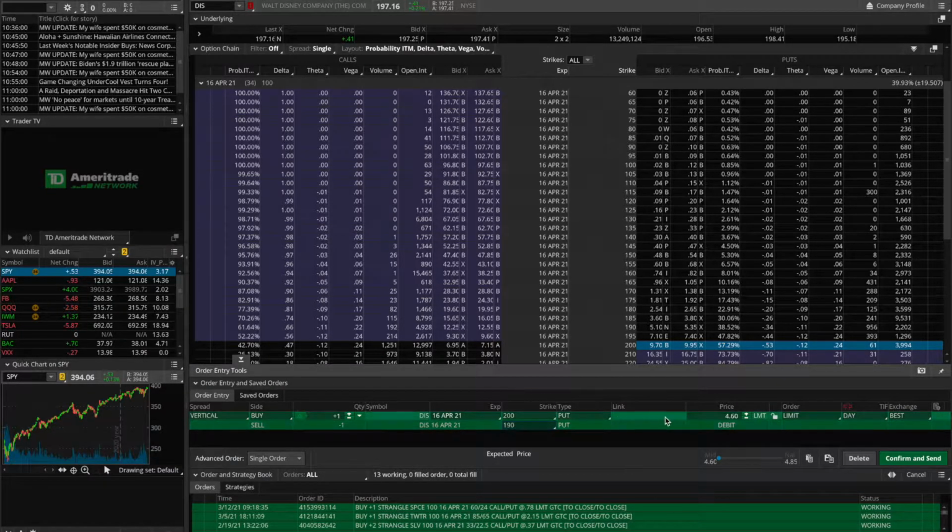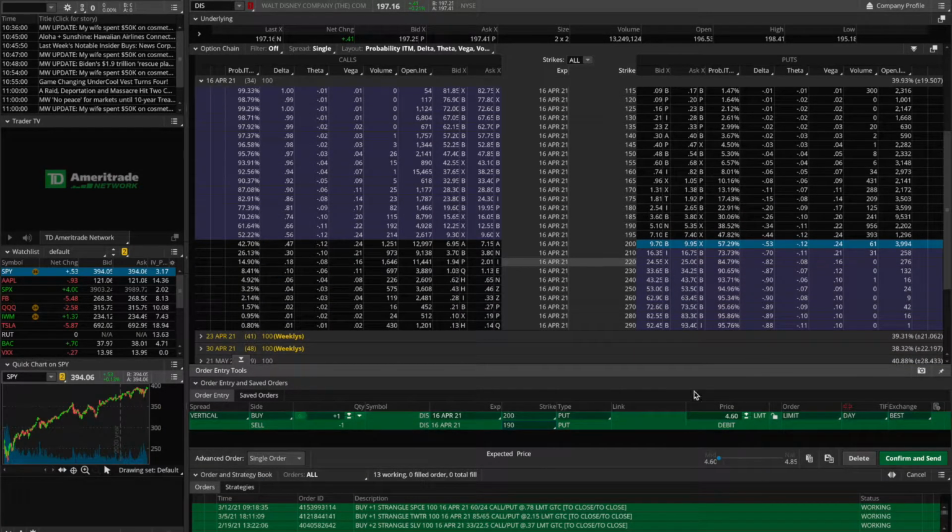And so now if we come over here and look at the debit, this is the amount of money you're going to have to pay up front to put on this position. So right now it's quoted as $4.60, but just keep in mind these numbers are going to be quoted on a per share basis. And since these option contracts are tied to 100 shares per contract, you have to multiply this number by 100. So in reality, the amount of capital you have to put up to put on this position is $460.